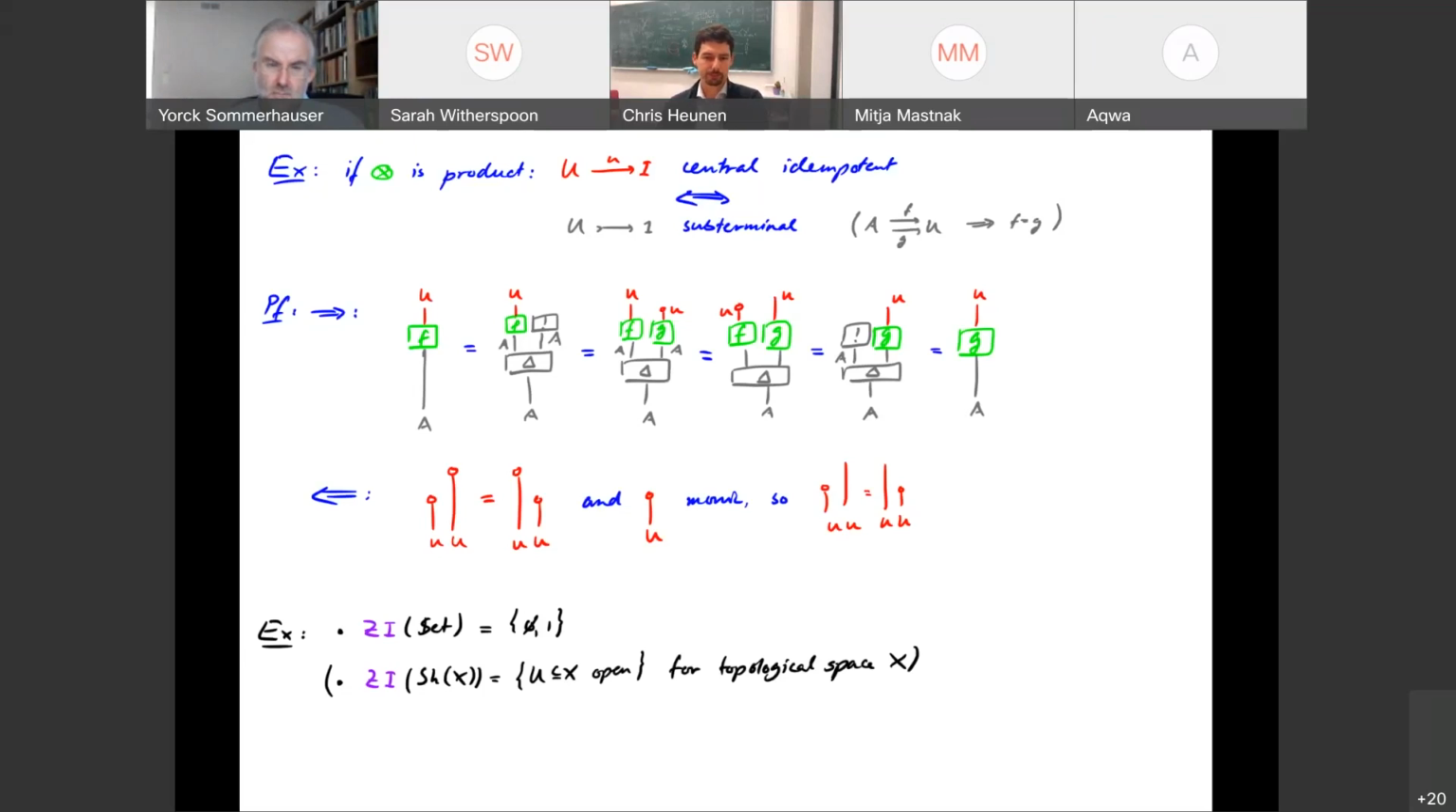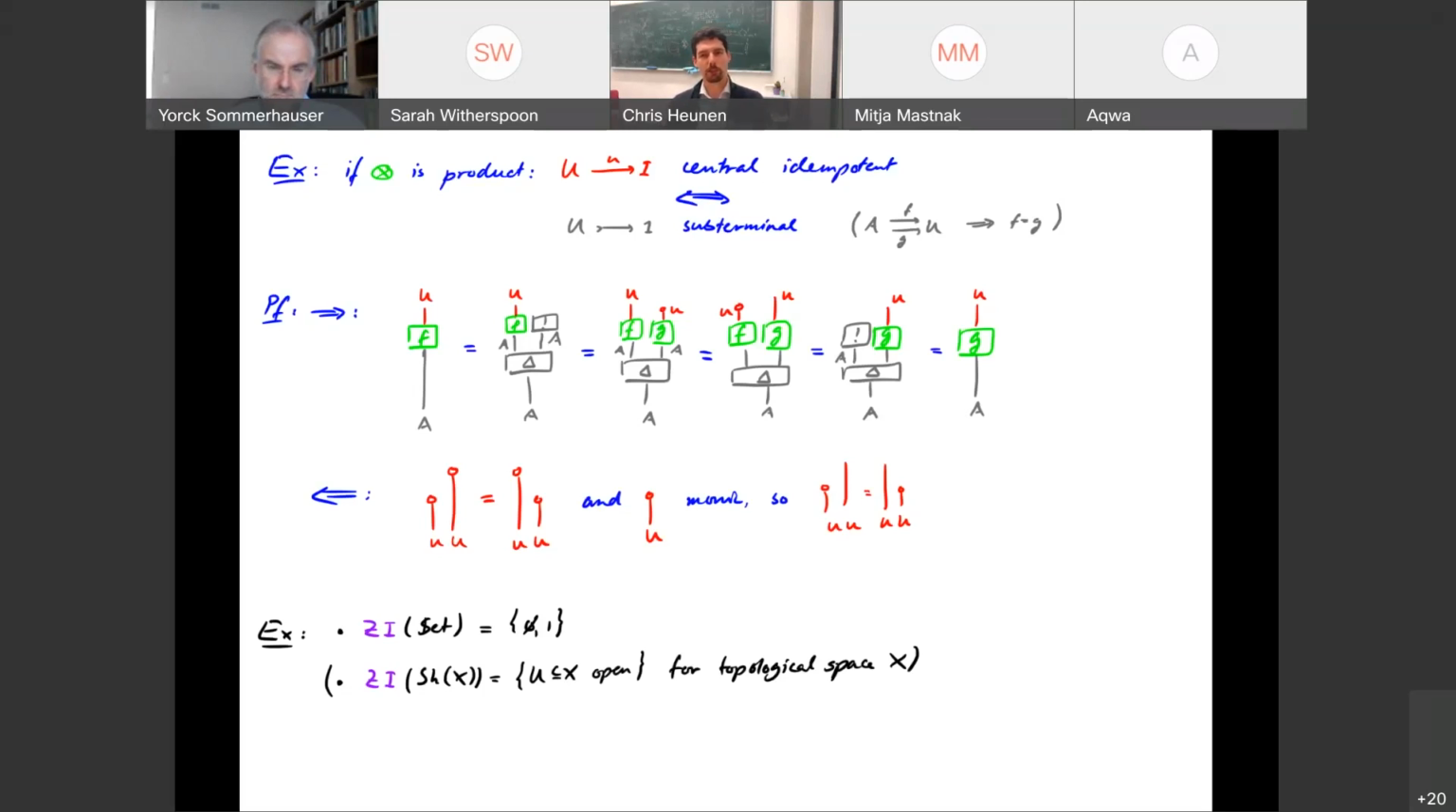And conversely, the converse is equally easy. If U is subterminal, we can prove that it's a central idempotent. First of all, this centrality condition holds because it's clear that forgetting about two copies at the same time in either order is the same thing. And you can prove that this thing is monic. Forgetting about U is monic. That's exactly what it means that U is subterminal. So that means I can cancel the top part here, and I'm left with the centrality condition I want to prove. Right, so in a Cartesian category, central idempotents are exactly the same thing as subterminal objects.